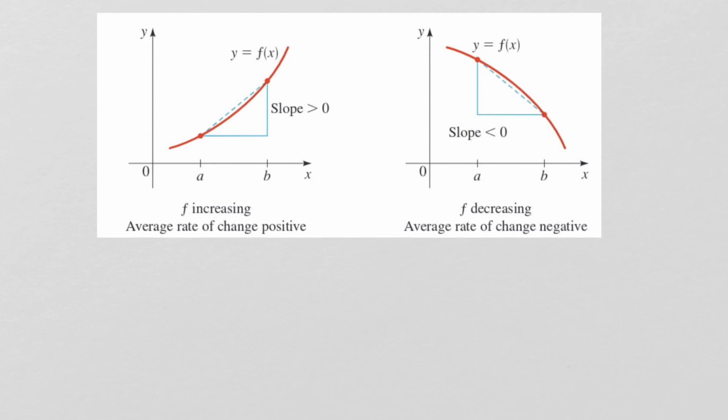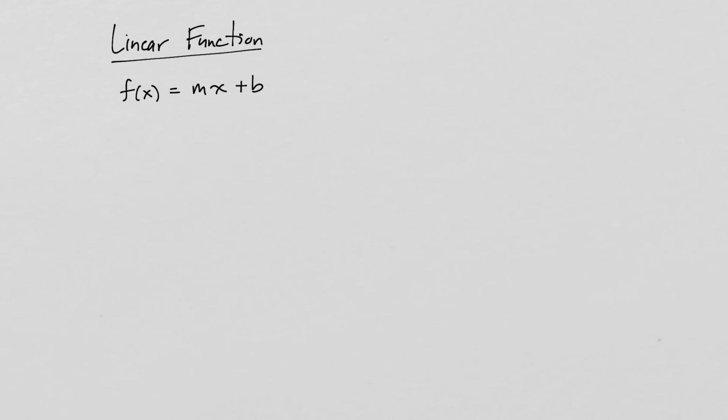Let's talk about one other concept. Consider a linear function. Now, a linear function is just a line, and so we can represent a linear function by saying f of x is equal to mx plus b, where m is the slope of the line and b is the y-intercept. Let's compute the average rate of change of this line for two randomly chosen values of x. So let's suppose we're changing from x equals 2 to x equals 6.